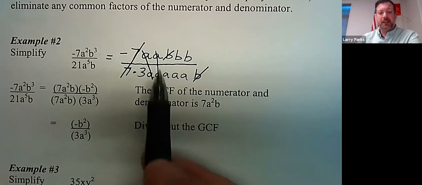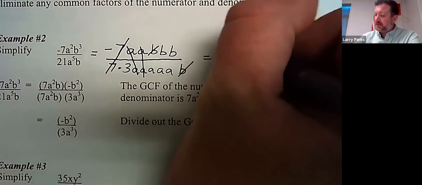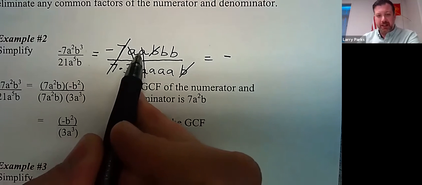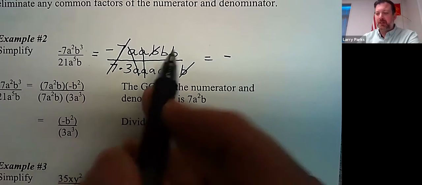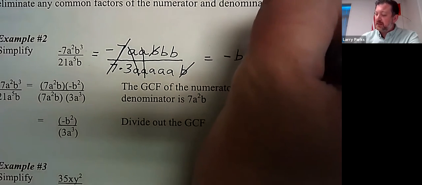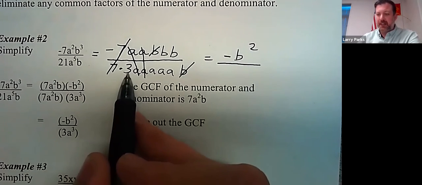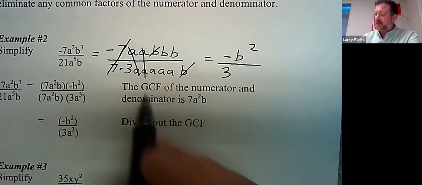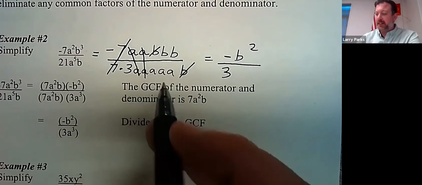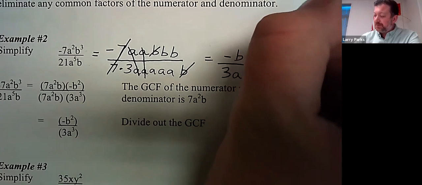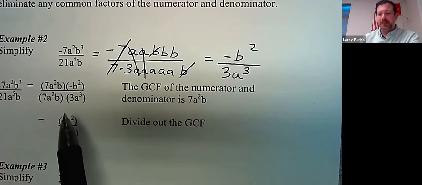So what's left over, I crossed off the 7. I did not cross off the negative. I crossed off the A, I crossed off the A, I crossed off the B. I have a B and a B left over, that's -B squared. I crossed off the 7. I did not cross off the 3. I crossed off A, I crossed off A. I did not cross off A, that's A cubed. And notice we got the same result. Their way is just different.